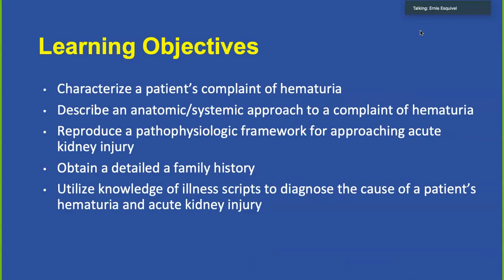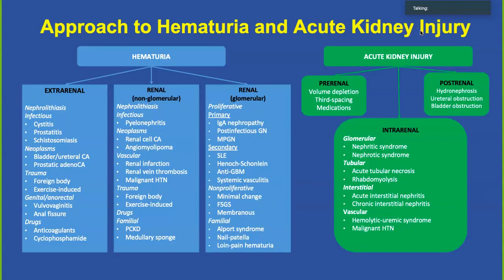Our learning objectives today are first to characterize a patient's complaint of hematuria, describe an anatomic systematic approach to a complaint of hematuria, reproduce a physiologic framework for approaching acute kidney injury, learn how to obtain a detailed family history, and then utilize your knowledge of illness scripts to diagnose the cause of a patient's hematuria and acute kidney injury during your practice sessions.